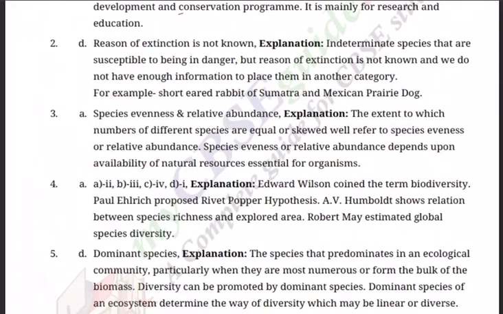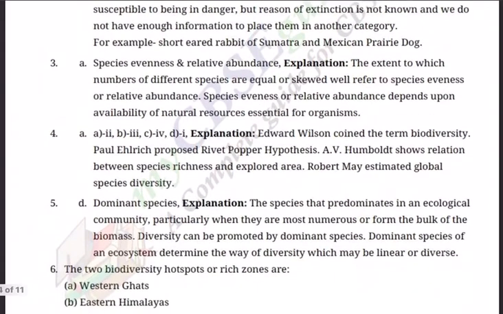And question 3, A, species evenness and relative abundance. Explanation: the extent to which numbers of different species are equal or skewed will refer to species evenness or relative abundance. Species evenness or relative abundance depends upon availability of natural resources essential for organisms. Question number 4. Of course, we have given that match the following. Edward Wilson coined the term biodiversity.